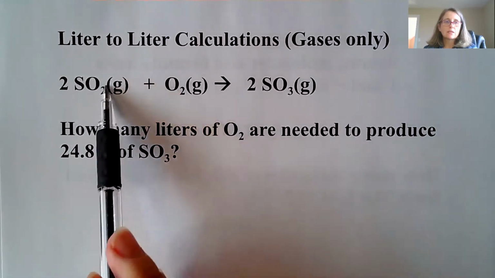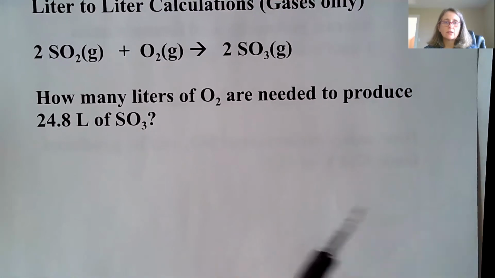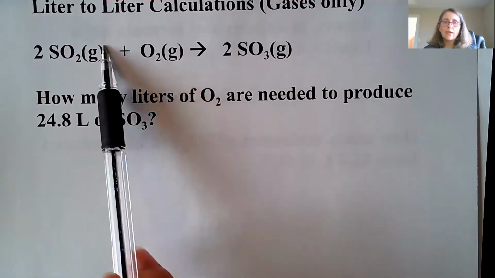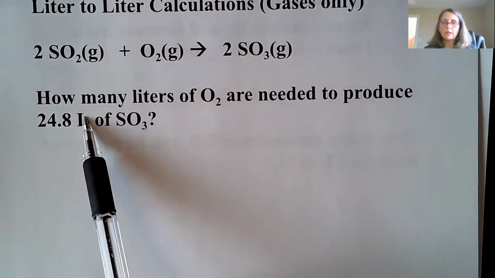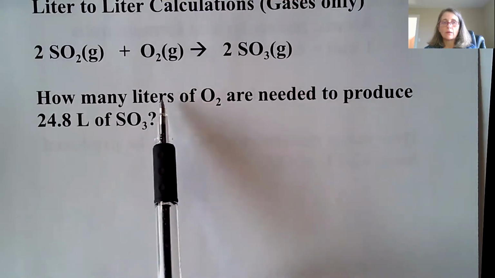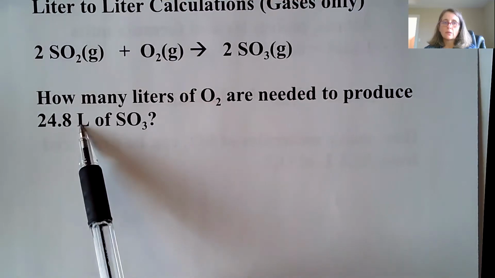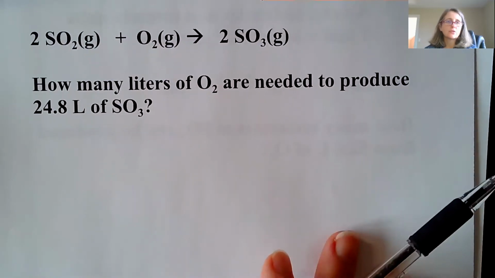So if I take this balanced reaction, all being gases, I could actually calculate how many liters of any of these species from a beginning point. So it's 24.8 liters of SO3. I want to find the liters of O2. So again, the reason this is called liter to liter is I'm starting with liters and I'm ending with liters.